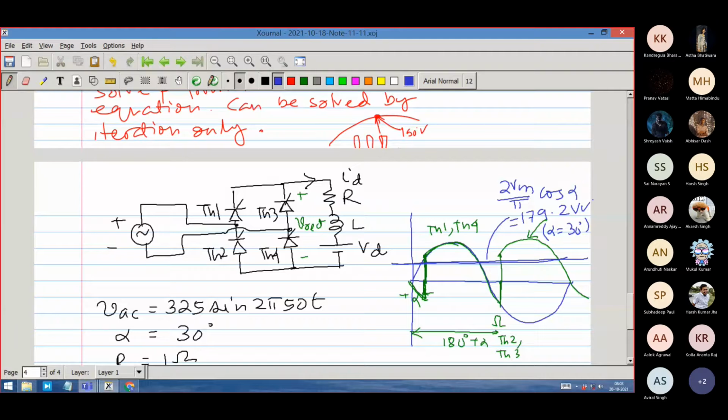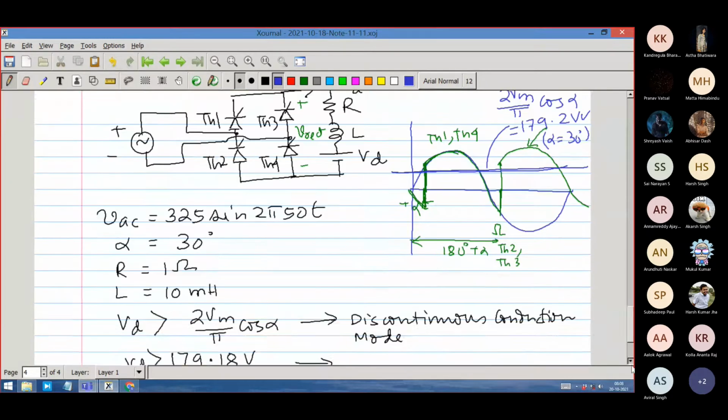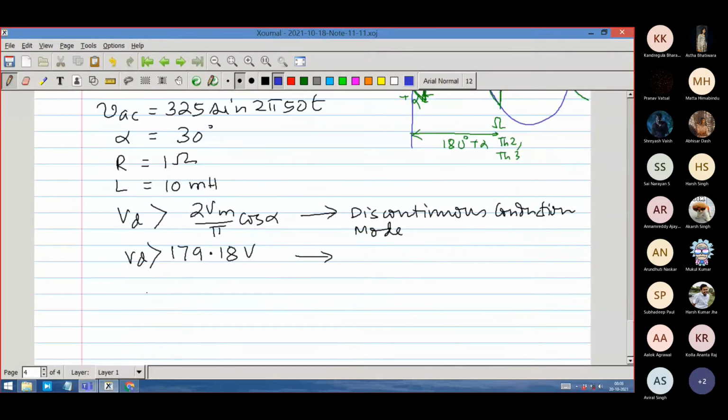For example, suppose Vd is equal to 160 volts. Then what is the average current Id? Then I can say that Id into R is equal to 179.18 minus 160, divided by R. R is equal to 1 ohm. So it will be a current of 19.18 ampere. That is what will happen.